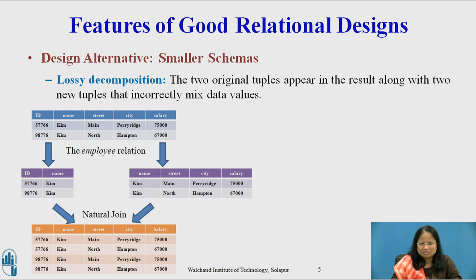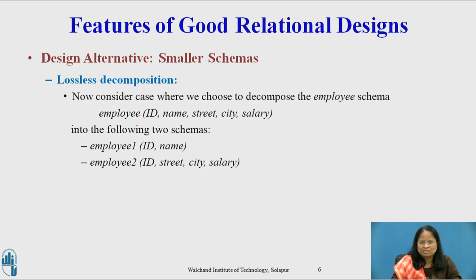As we see in the figure, the two original tuples appear in the result along with two new tuples that incorrectly mix data values pertaining to the two employees named Kim. We can indicate that a certain street, city and salary pertain to someone named Kim, but we are unable to distinguish which of the Kims. Thus, our decomposition is unable to represent certain important facts about the university employees. Clearly, we would like to avoid such a decomposition, and we shall refer to such a decomposition as a lossy decomposition.